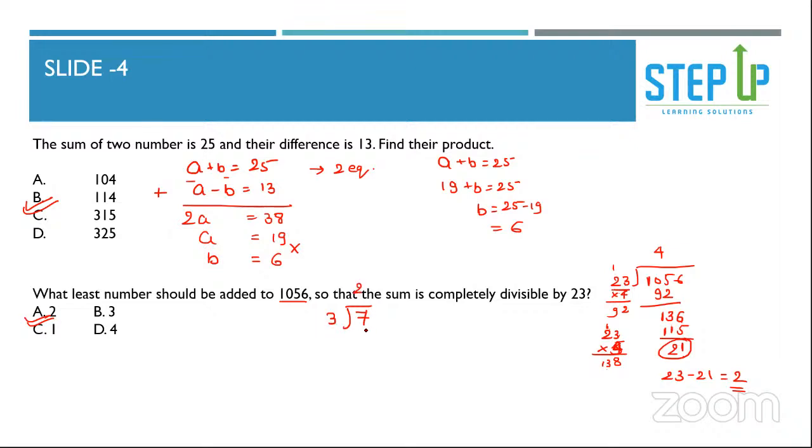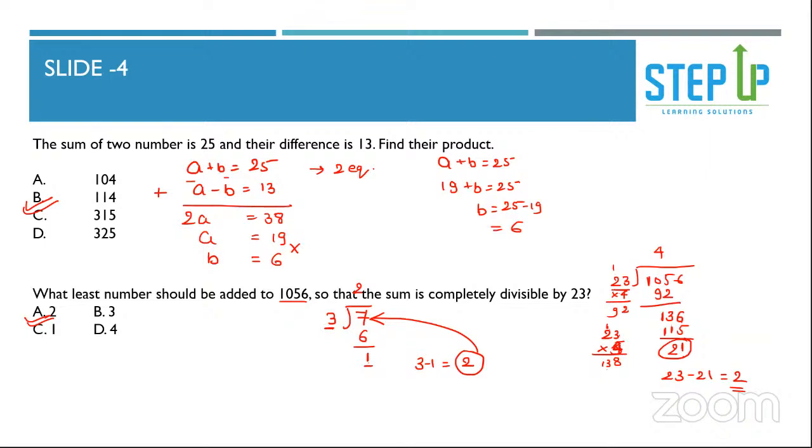So 3 2s are 6, right? So you are getting 1. So this minus 1, 3 minus 1 is equal to 2. So you add 2 to 7, you will get that number completely divisible. Fine. So is there a shortcut for this?